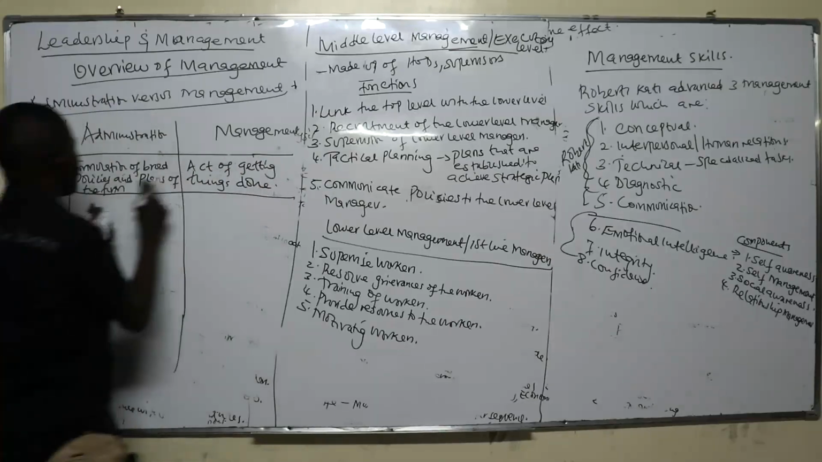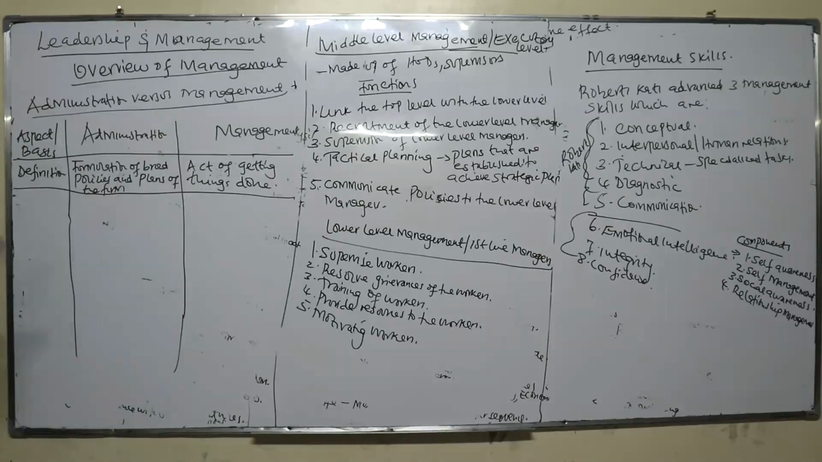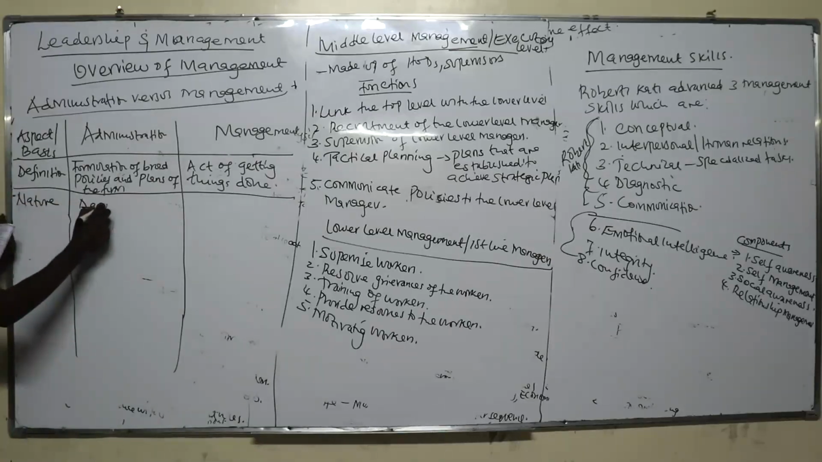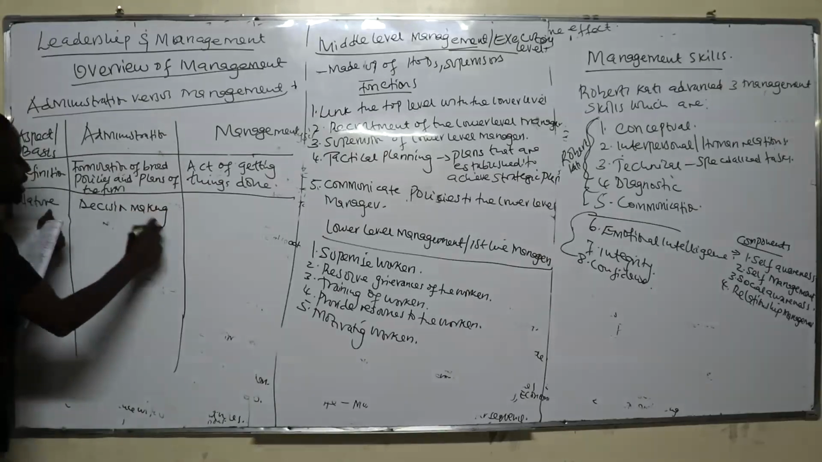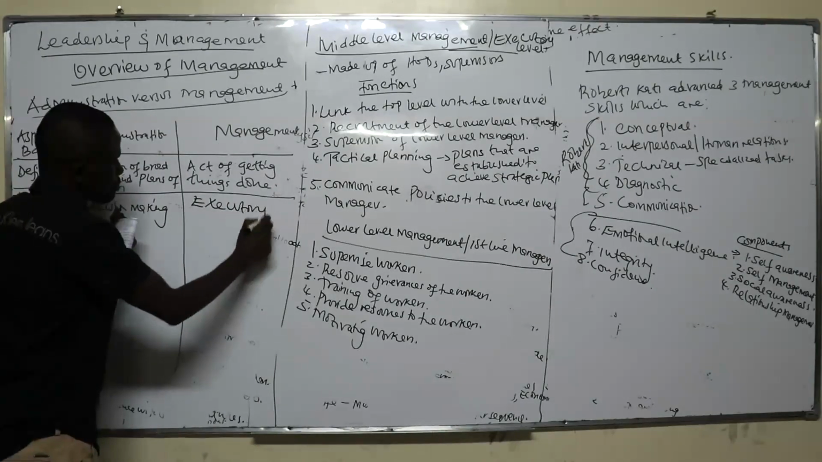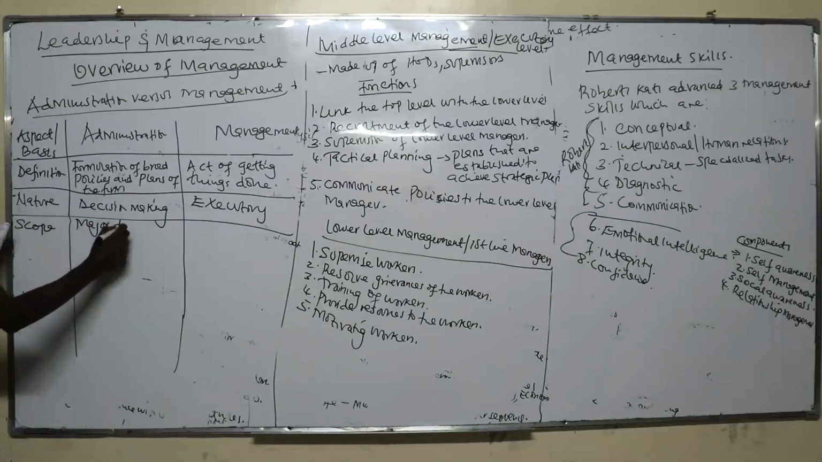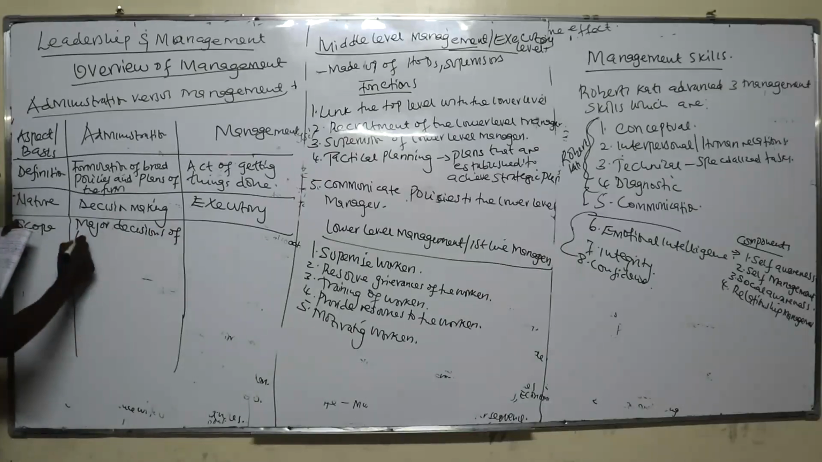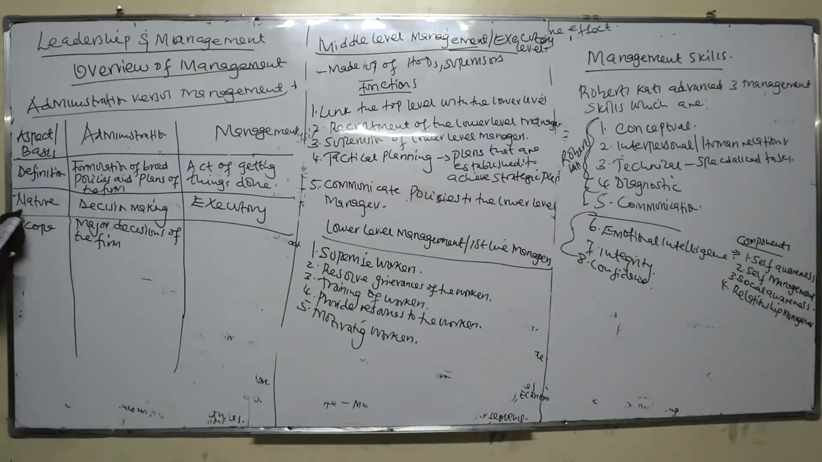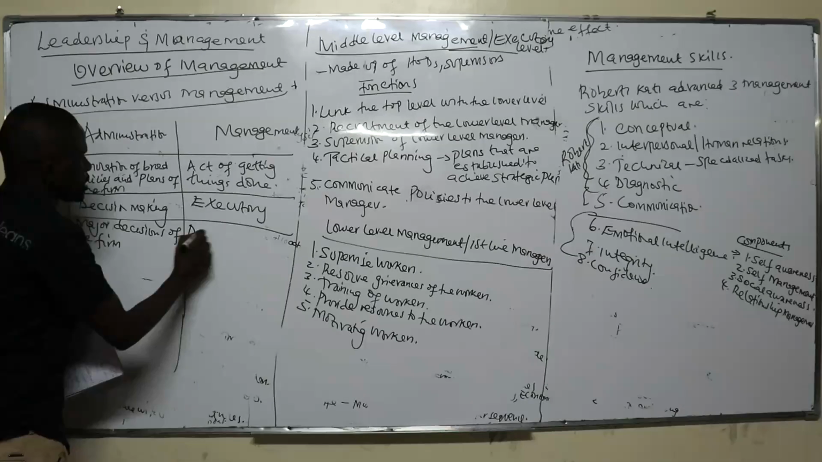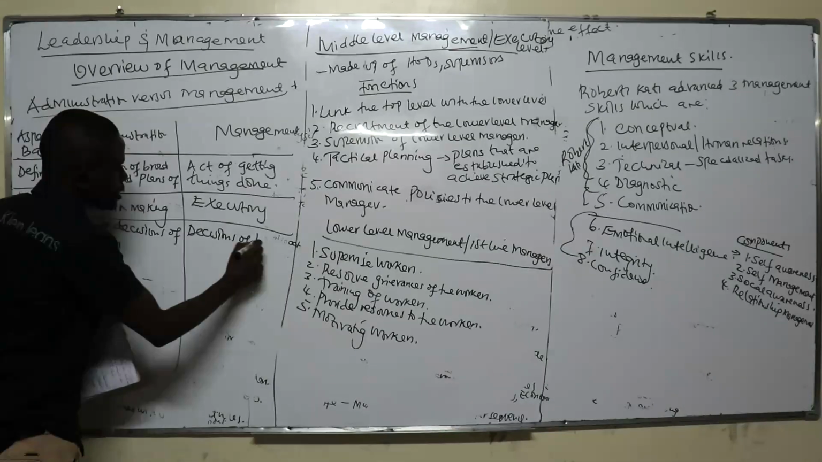And that's why we are going to say this one is administrative, this one is executory. Are we together? Yes. Now, nature: decision making. It's a decision making function. It's an executory function. Scope: major decisions of the farm, and then decisions of the subunits of the farm.